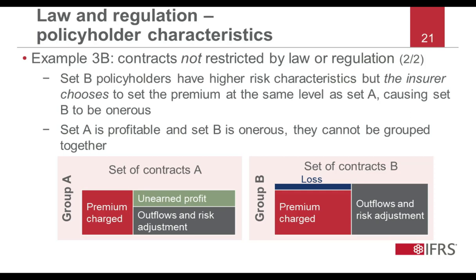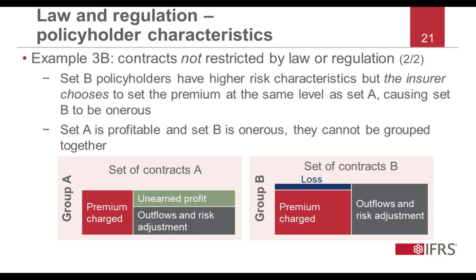On this next slide, in example 3B, we take the same situation as the previous slide, example 3A, except that in this example, the insurer has made the decision not to charge a higher premium for contracts in Set B, and as a result, Set B, measured separately, is onerous. Set B has a higher probability of claims occurring than Set A, and so when measured, Set A is profitable with a contractual service margin, whereas Set B is expected to result in an onerous loss.